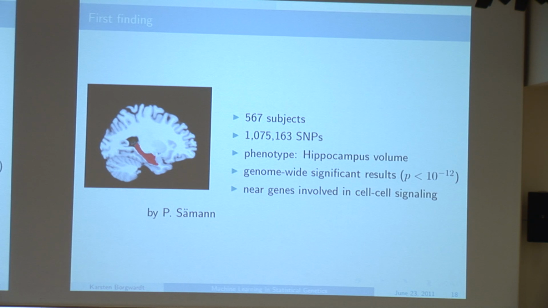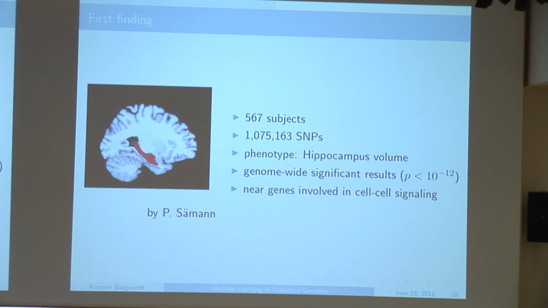And we find several genome-wide significant results here. So we found SNP pairs which are close to genes involved in cell-cell signaling with a p-value of less than 10 to the minus 12. And now our next goal here is to try to find out if we can validate these findings.